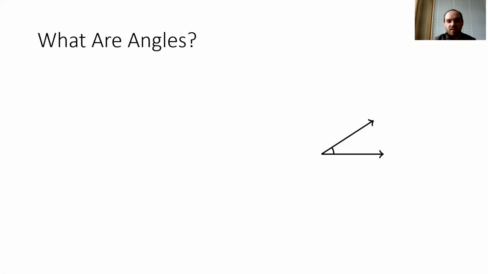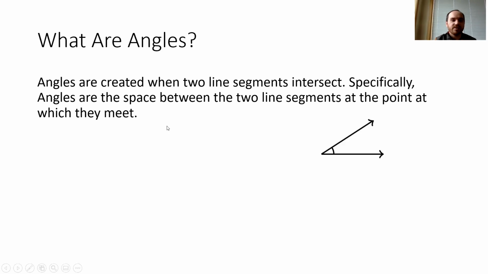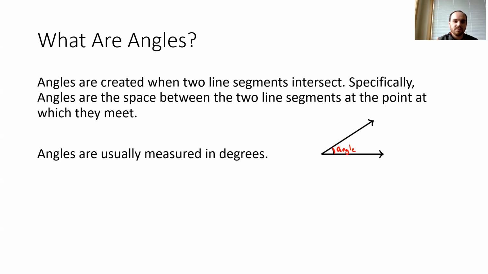So first of all, what are angles? Angles are created when two line segments intersect. Specifically, angles are the space between two line segments at the point at which they meet. I don't need you to write all this. I need you to draw something similar to this shape. You're going to label the inside angle, because this right here is the actual angle. It's the space between the two line segments.